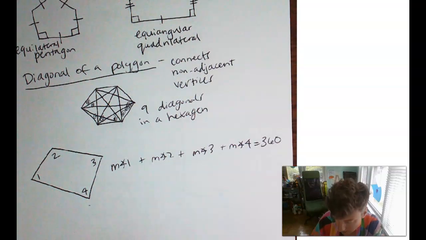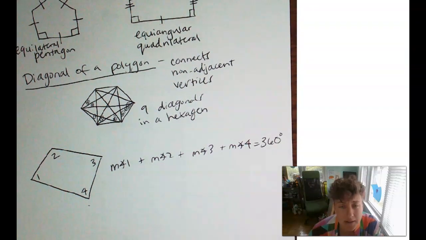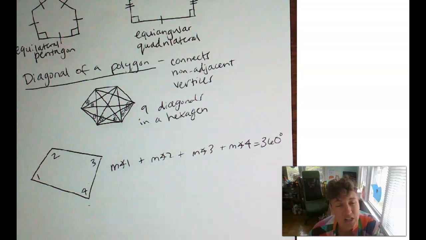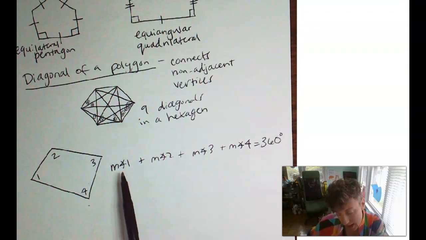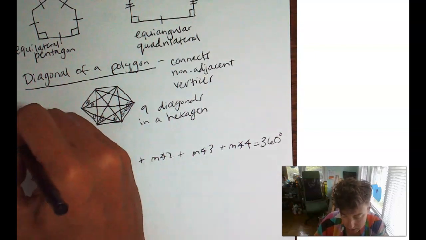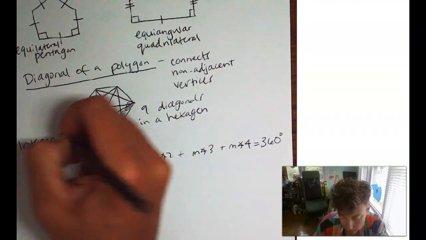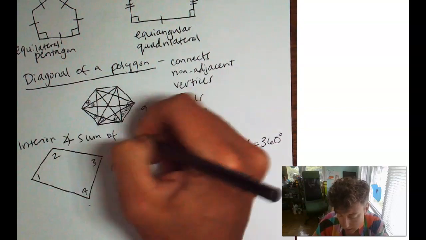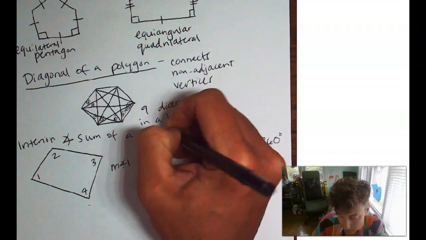360 degrees. Cool. This is called the interior angle sum, because it's on the inside, and because we added up a bunch of angles. Interior, with an I, angle sum of a quadrilateral.